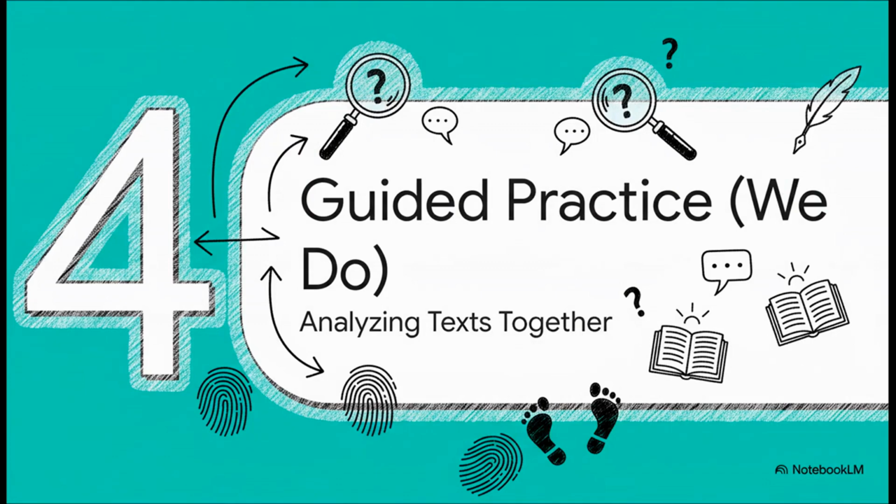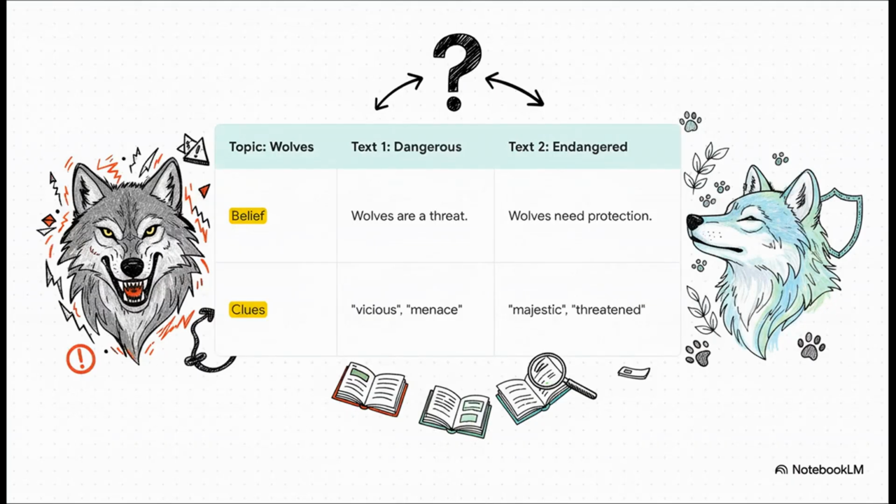Okay, let's transition into the we do. You've shown them how it's done, now it's time to invite them in to be your co-detectives. So for this part, you'll want to use 2 short texts on the same topic, but with totally different perspectives. Like one article that paints wolves as dangerous and another that frames them as endangered. Then, together as a class, you fill out a T-chart just like this one, guiding students to pinpoint the author's main belief and the exact clue words that give it away.